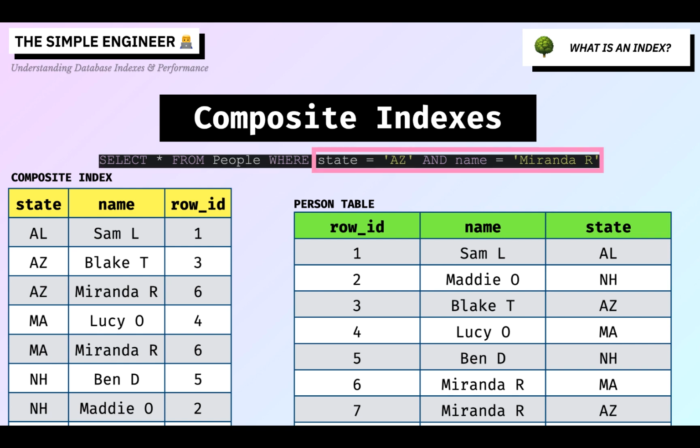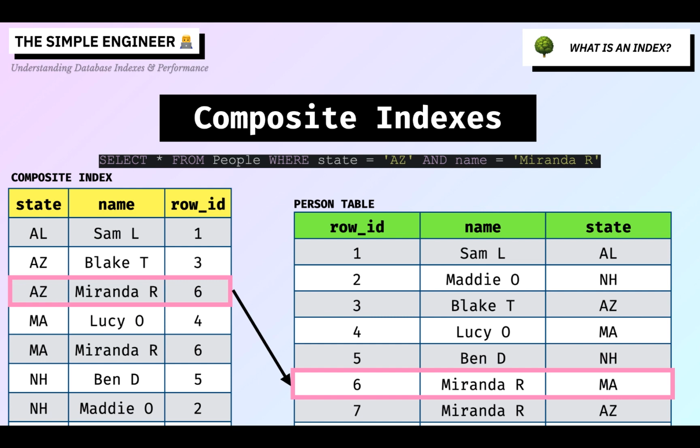And so here I have two criteria, state and name. So I basically do a binary search to find the state that I'm looking for. And then within that subgroup, I do a binary search on the name index. And then from here, I can do the dereference lookup operation to the physical table.